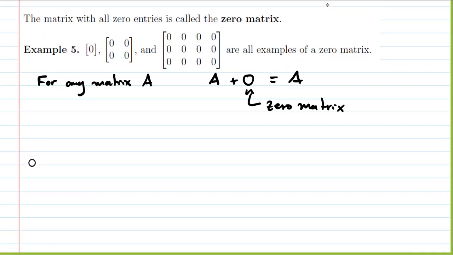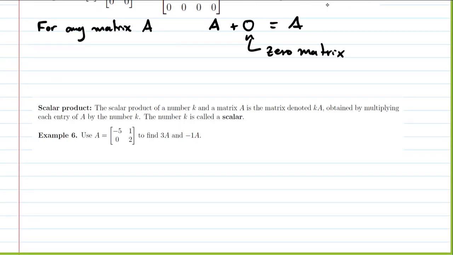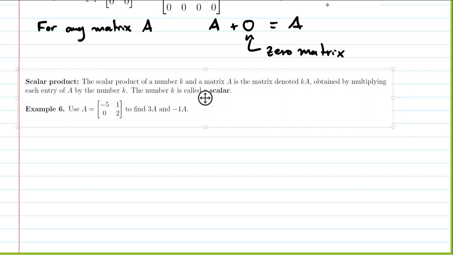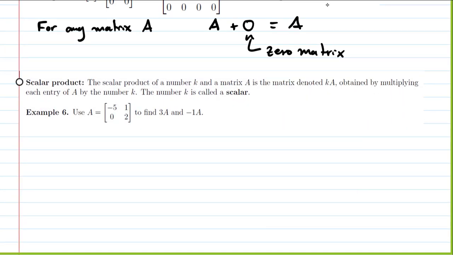The next thing we want to talk about is called scalar multiplication. So we're going to define this multiplication as between a number and a matrix, or a number and a vector. So the scalar product of a number k and the matrix A, denoted k times A, is obtained by multiplying each entry of the matrix A by the number k. The number k is called a scalar as opposed to a matrix or a vector. So we want to use the matrix A equals -5, 1, and row 2 is 0, 2 to find 3 times A and -1 times A.